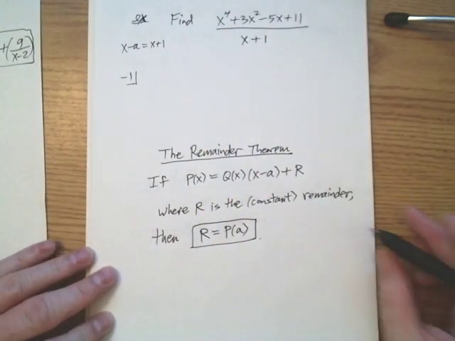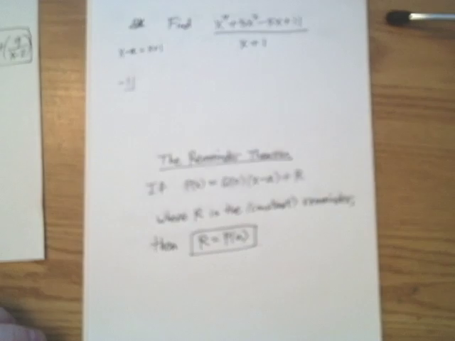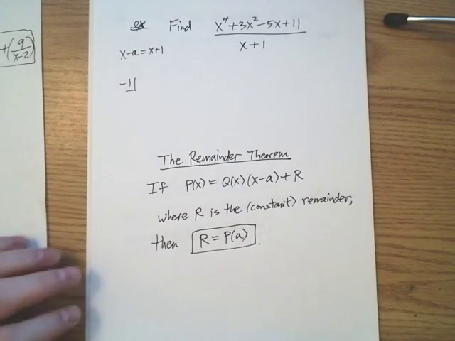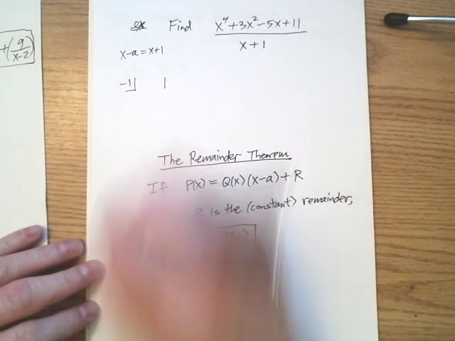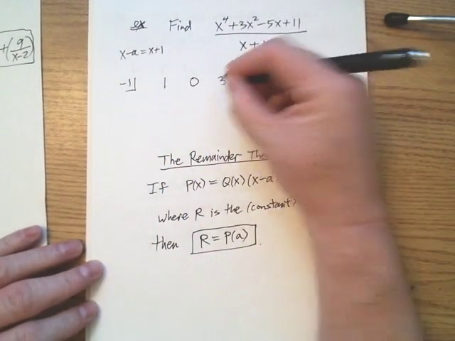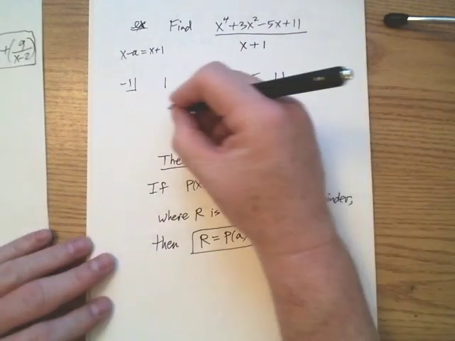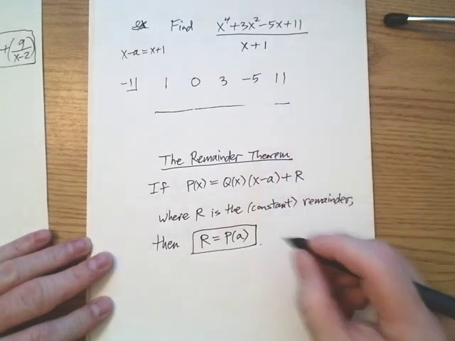Now, the dividend is written in descending order, so we're all good on that. And we want to include any missing terms when we do this. Here, let me focus. We've got 1, x to the fourth, 0, x cubed, 3, x squared, minus 5x, plus 11. And there we go.